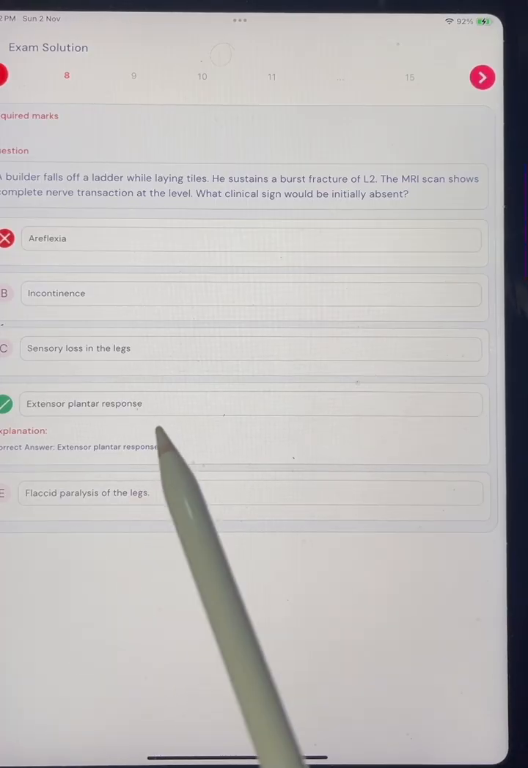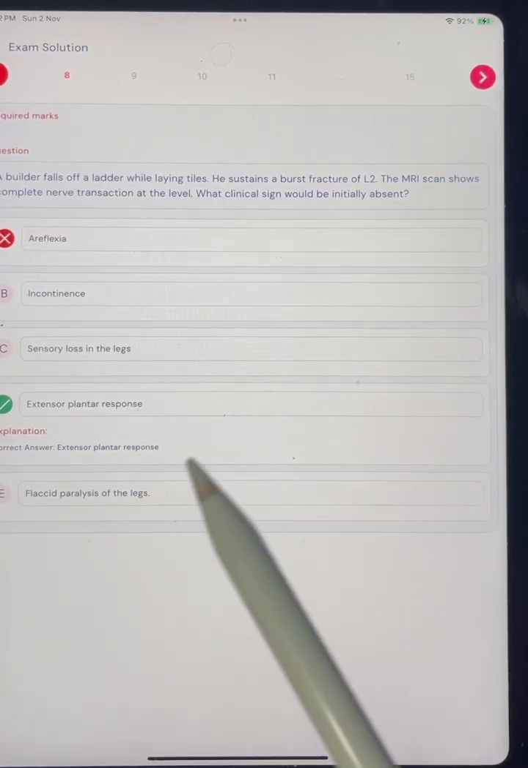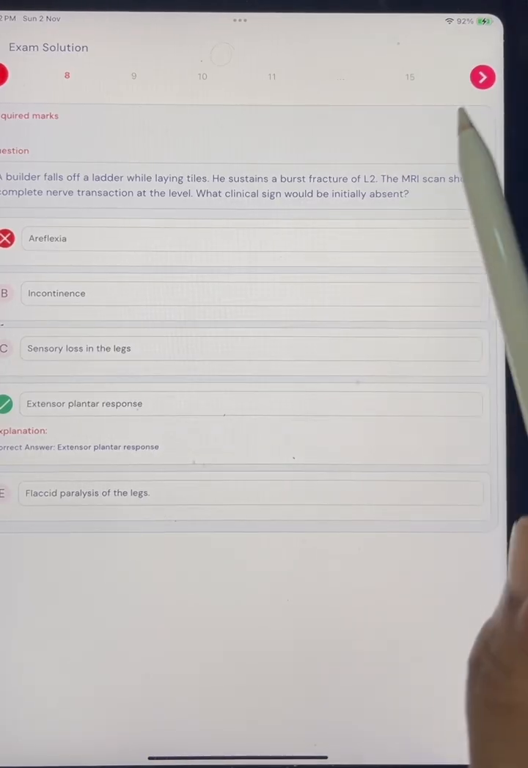Extensor plantar response, that is called Babinski's sign. What is this? Extensor plantar response, flaccid paralysis. It will not be earlier present.